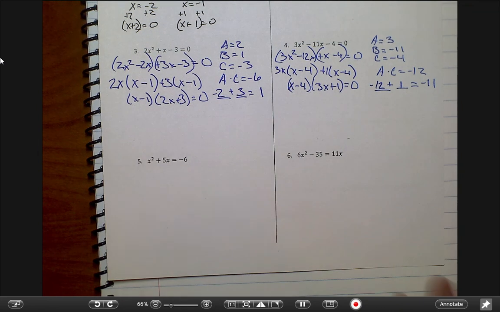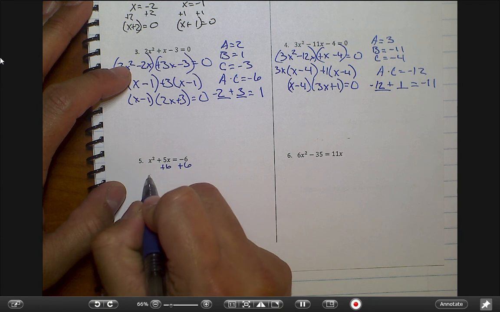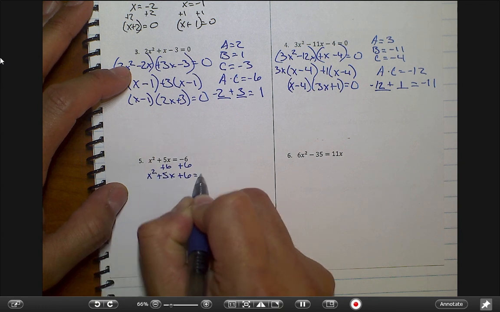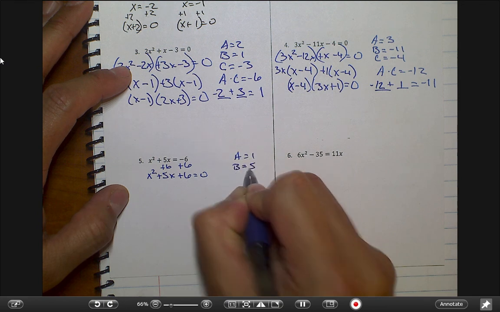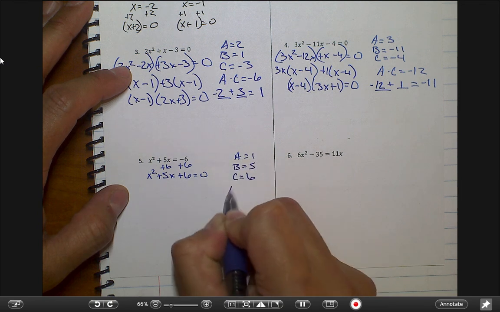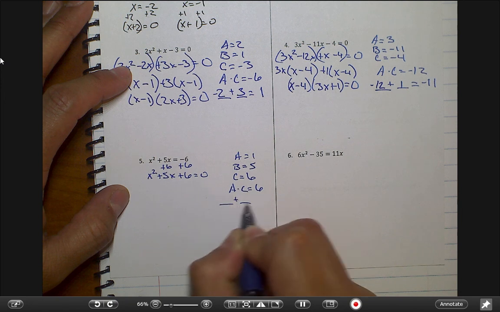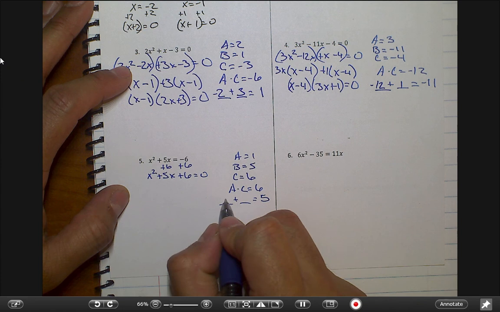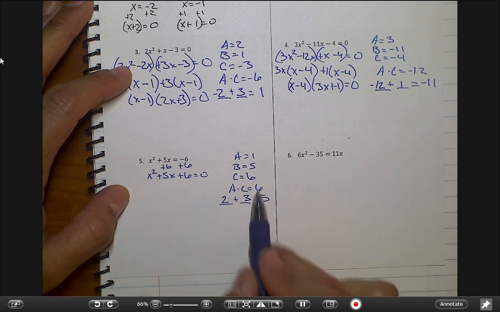All right, so what's wrong with this one? It's not equal to 0. Very good. So what am I going to do to make it that? Change. So x squared plus 5x plus 6 equals 0. So A is 1, B is 5, C is 6. A times C is 6. What two numbers multiply to be 6, but add together to be 5? 2 and 3. 2 and 3 multiply to be 6, but add together to be 5, right?